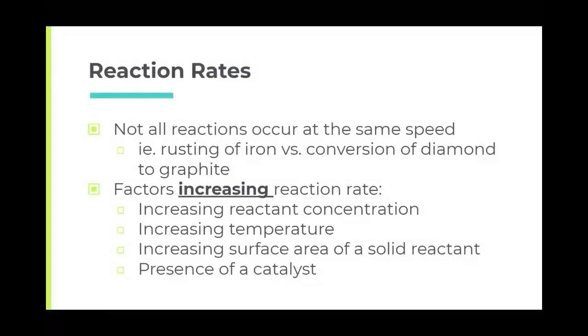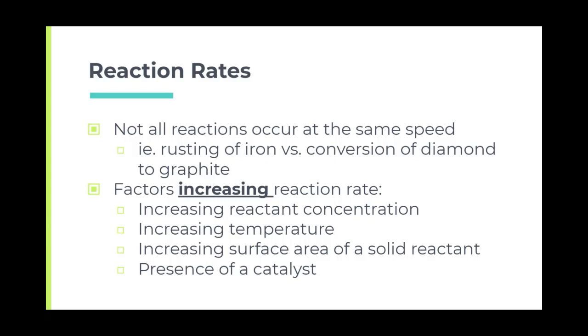Okay, so chemical kinetics refers to the speed and the rates that a reaction will proceed at. As you might know, not all reactions will occur at the same speed. Consider the rusting of iron versus the conversion of diamond to graphite. Rusting of iron can occur in a matter of days versus years for converting diamond to graphite.